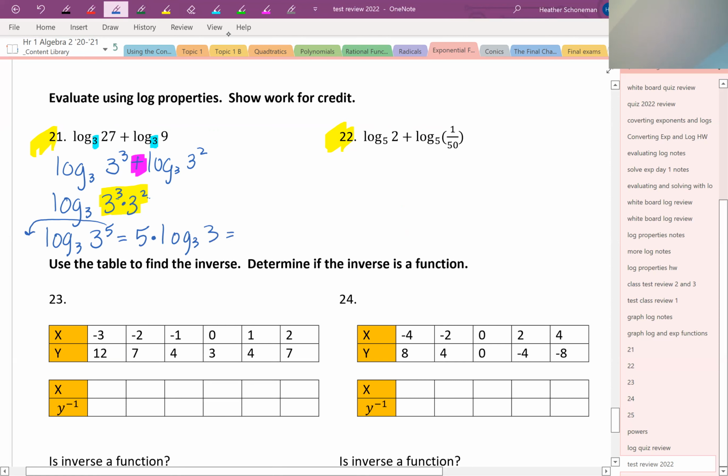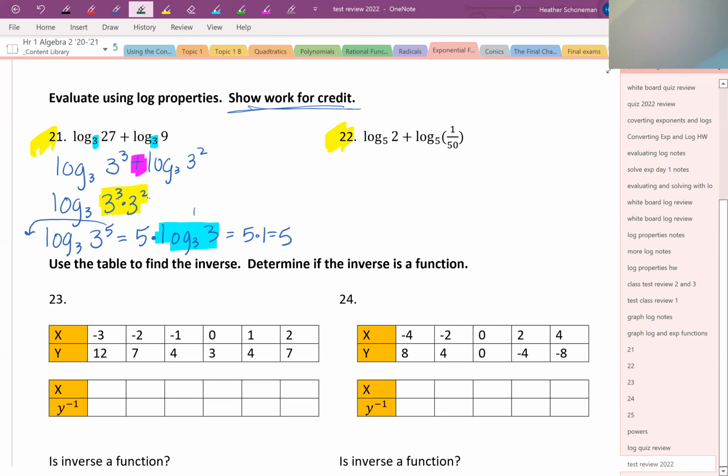And we know this part right here, log base 3 of 3, when you have the same number in the base and up here, that is just a 1. So this is 5 times 1, which is 5. Okay, these problems are going to be on the no calculator. So you have to be able to show me your work to get the credit. Let's see what happens over here.